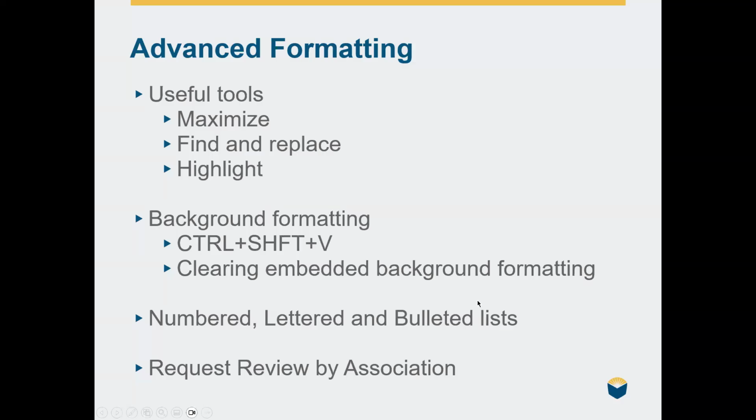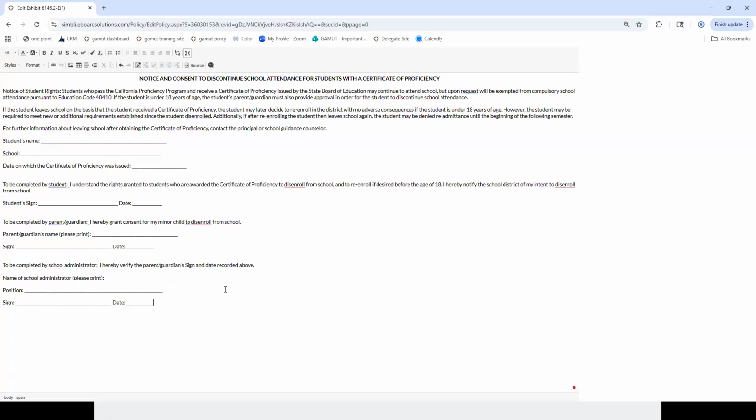As well, I want to look at just in case someone does have an issue where you've pasted in with Control V and now there's issues on the approved policy, and you're looking to clear that embedded background formatting. How can you do that? First off, you can always reach out to us, and we can always help you with that. But if you're looking to do it yourself, then here's how you can do it. So let's go ahead and go back into the policy. Let's pretend this policy has some background formatting that we'd like to clear.